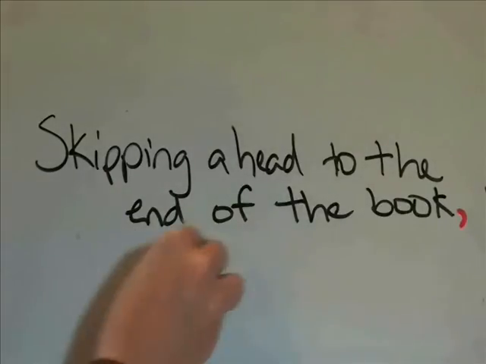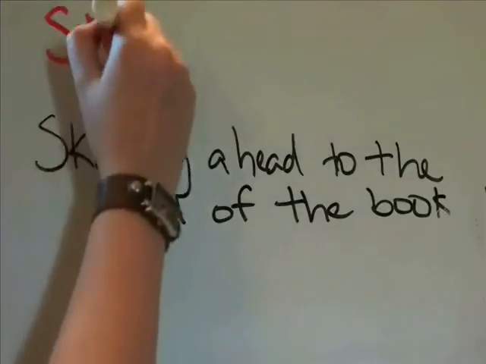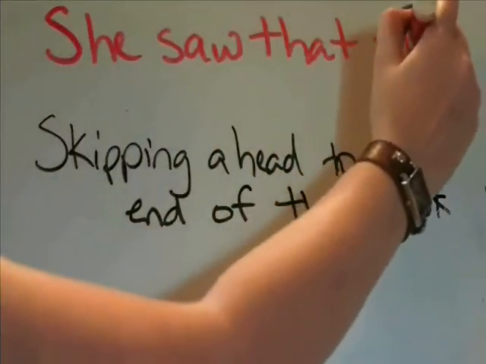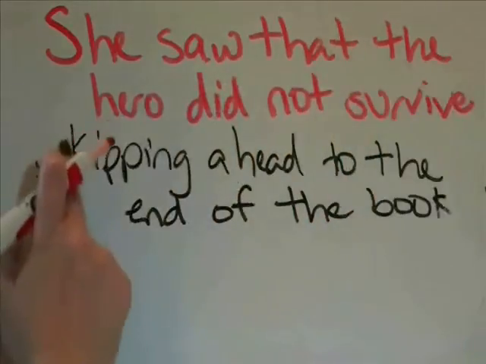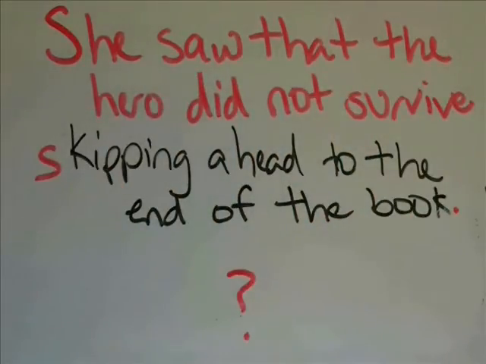Now you want to be careful here and not to switch the sentence around like sometimes we do, because if you say something like she saw that the hero did not survive skipping ahead to the end of the book, it's like the hero died because you read ahead. I didn't know that reading was that dangerous.